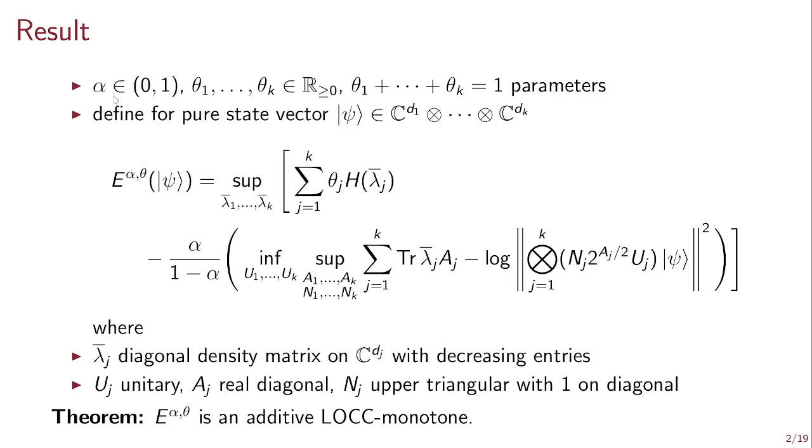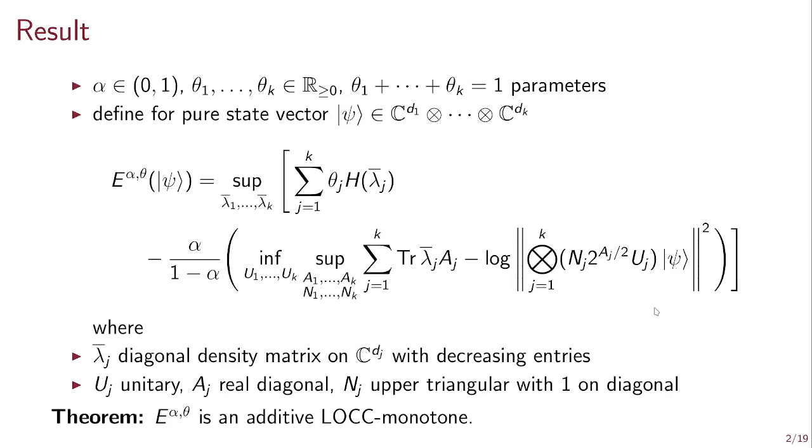We fix a bunch of parameters: a number alpha, which is between 0 and 1, and theta 1 to theta k, which are non-negative numbers summing to 1. With these parameters, for every pure state vector on k parties, I define the following quantity, given by this optimization over various objects like diagonal density matrices on each of the subsystems, and unitaries and real diagonal matrices and upper triangular matrices also on each of the subsystems. So this is where the state enters the formula.